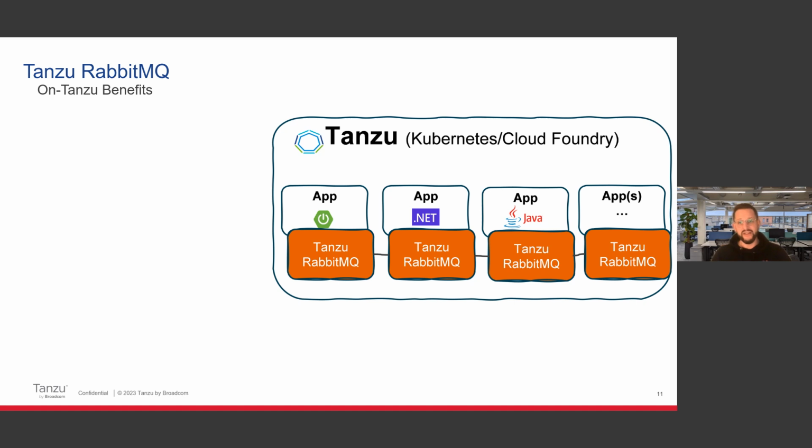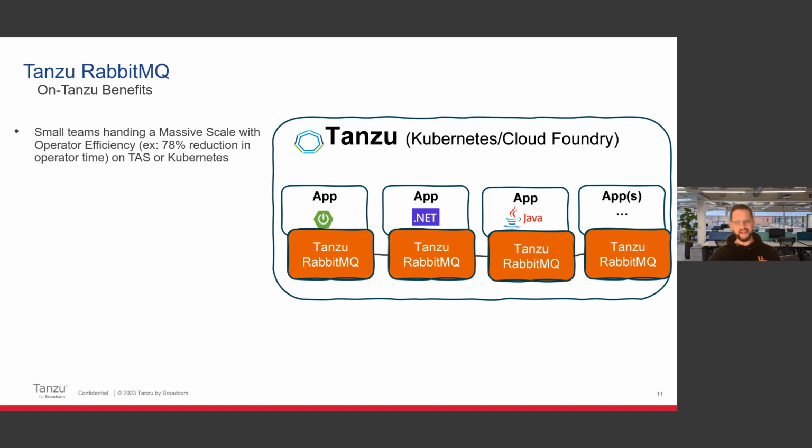So we've been putting a significant amount of work into providing platform operations teams with an interface and a CLI which allows you to handle a large number of RabbitMQ instances very efficiently. So TAS is the cloud native application platform, which is not based on Kubernetes. And the research shows that the automation actually results in a 78% reduction in operator time spent administering RabbitMQ.